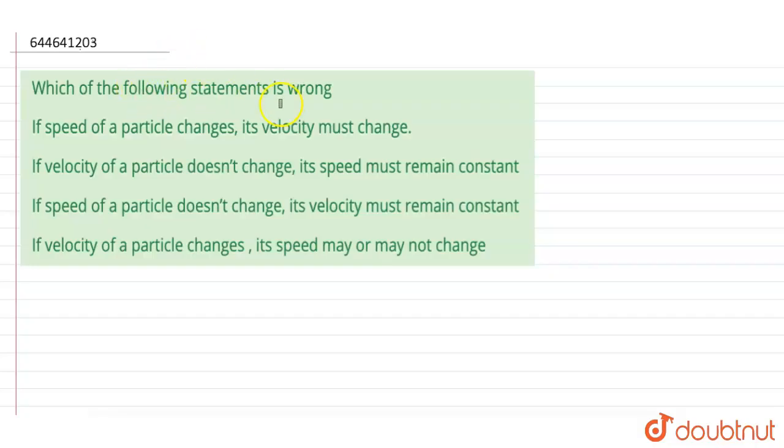Hello. So the question is, which of the following statements is wrong? Basically, in the first option, it says if the speed of a particle changes, when you change the speed, its velocity must change. So now let us check.